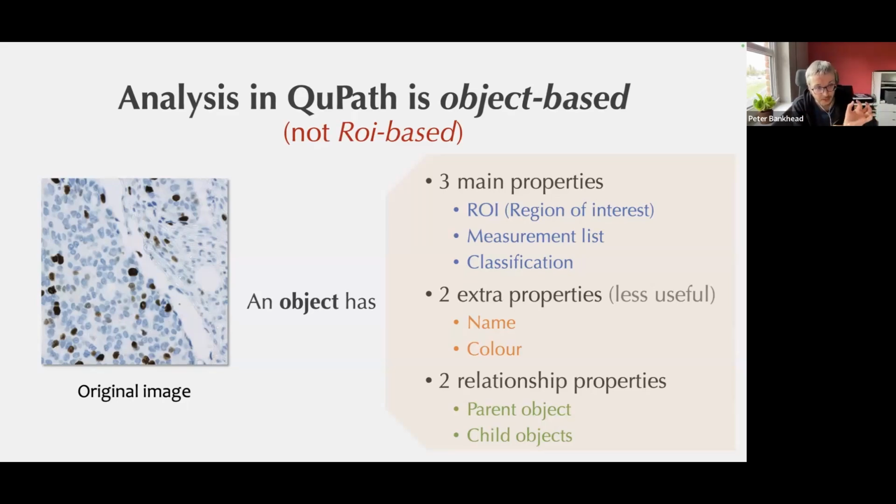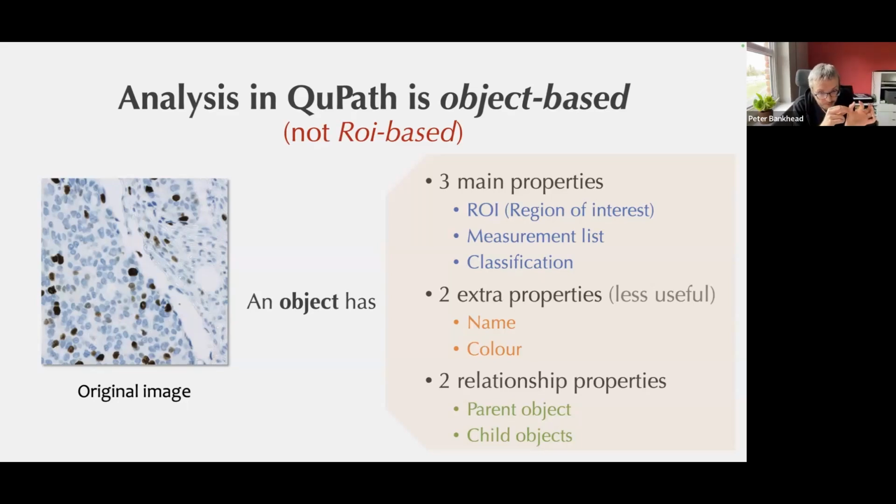So all of those measurements can be appended to the same object, and it can have a classification. So that could be tumor, non-tumor, positive, negative. It could be all sorts of different things. There are some extra properties that your object can have. It could have a name and a color, but to be fair, you often don't need those. And it can also have relationship properties. So each object could have a parent or multiple child objects.